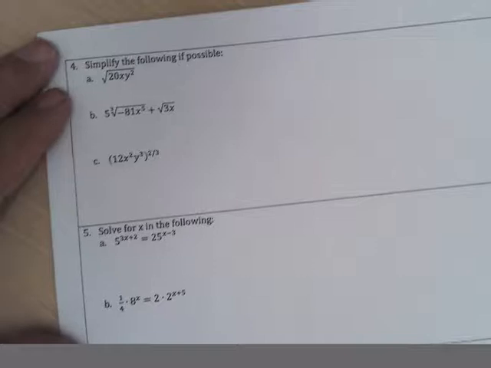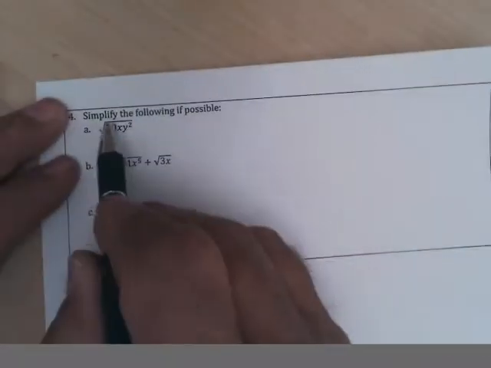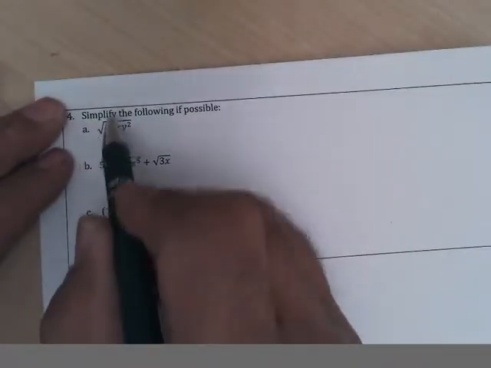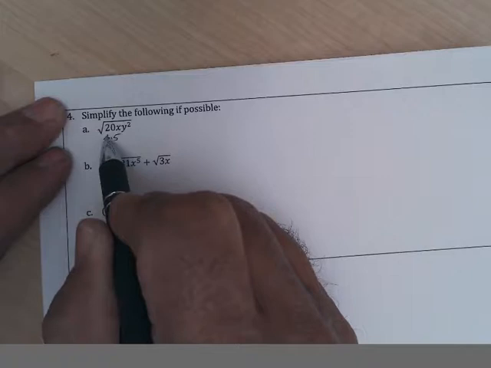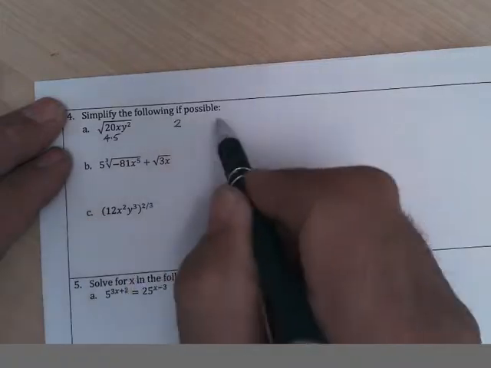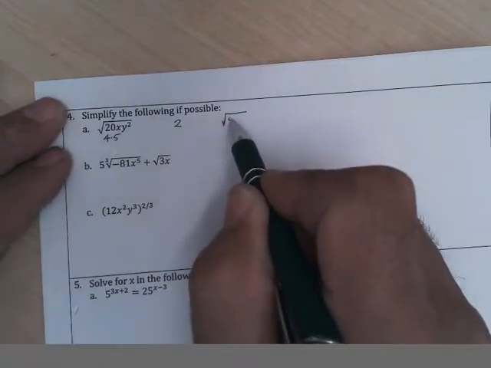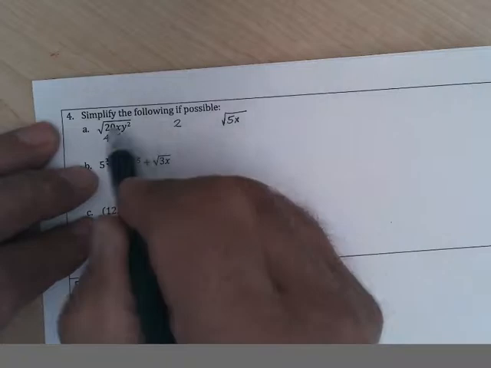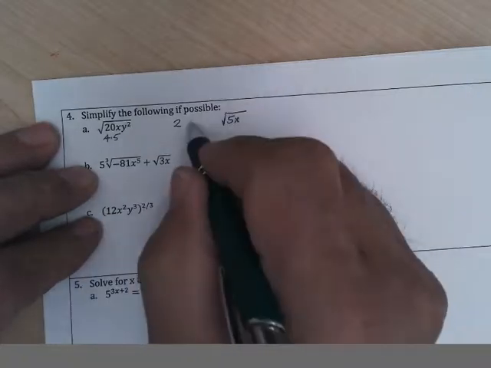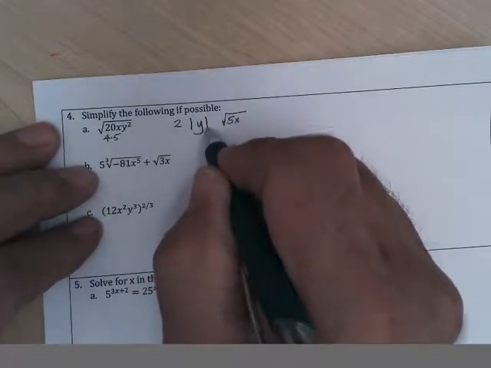All right, simplify if possible. Square root, so I'm looking for pairs. 20 is 4 times 5. Square root of 4 is 2. Square root of 5 is going to stay under. Square root of x will stay under. Square root of y squared would be the absolute value of y.